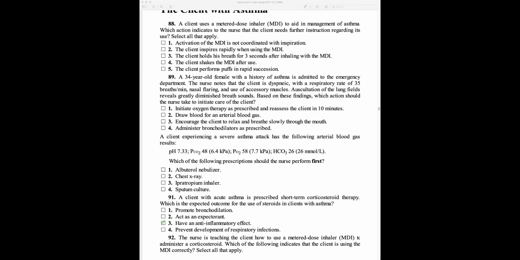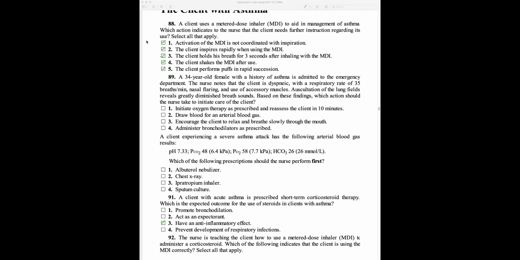All right, guys. So this is a tricky one, but believe it or not, all of them are the answer. So let's go through it. A client uses a metered dose inhaler to aid in management of asthma. Which action indicates to the nurse that the client needs further instruction regarding its use? So we're looking for something that the client is doing wrong and we have to give them more education on, right?